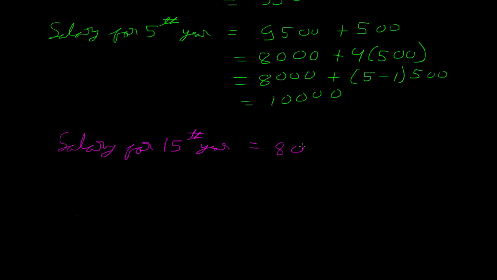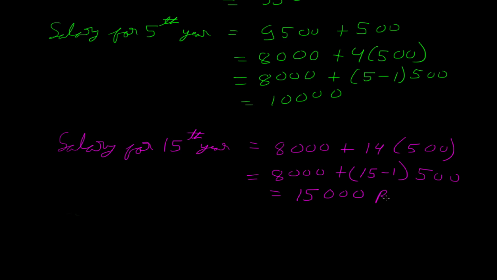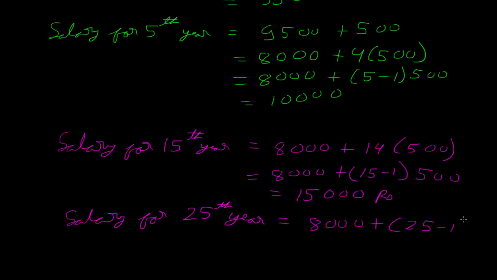Now, if I ask you what will be the salary for, let's say, the 15th year, you will say, well, the starting salary was 8,000. By the 15th year, we would have got the increment 14 times. So it will be 8,000 plus 14 times 500, or 8,000 plus (15 minus 1) times 500, which will be equal to 15,000 rupees. So this will be the salary for the 15th year. Similarly, for the 25th year, the salary would be 8,000 plus (25 minus 1) times 500, which will be equal to 20,000 rupees.